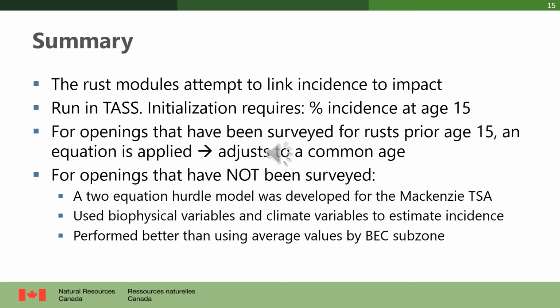For openings that have not been surveyed, a two-equation hurdle model was proposed. A model to predict the probability of occurrence was not necessary since all stands with at least 10% pine had some level of Western gall rust. The final model for the expected incidence of Western gall rust explained roughly 17% of the variability in the data and performed better than using the average value for each BEC subzone. The same approach has been taken for Comandra blister rust and has shown similar results.